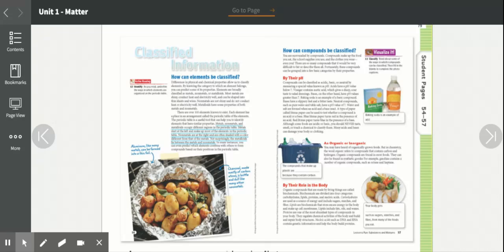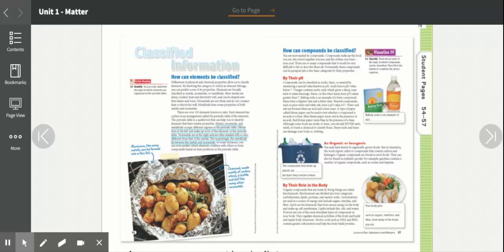Elements are broadly classified as metals, nonmetals, or metalloids. Most metals are shiny, conduct heat and electricity well, and can be shaped into thin sheets and wires. Nonmetals are not shiny and do not conduct heat or electricity well. Metalloids have some properties of both metals and nonmetals.